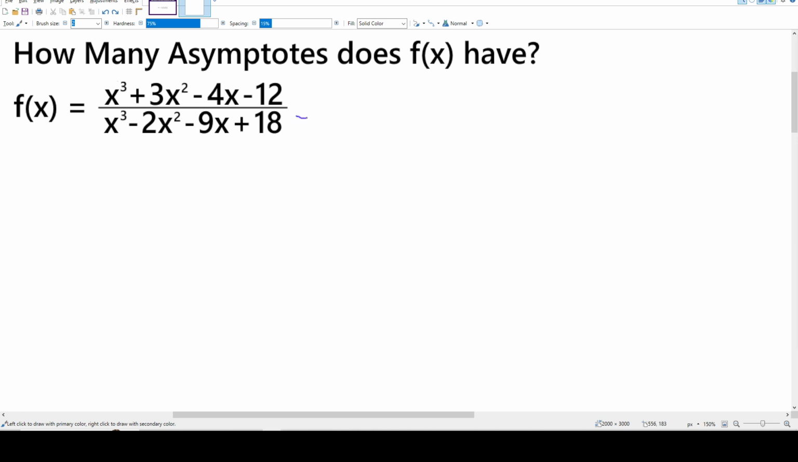We're going to start out by factoring the numerator and the denominator. Cubics can look very intimidating to factor, but in this case factoring by grouping works very well. So we're going to factor the first two terms and the last two terms separately.